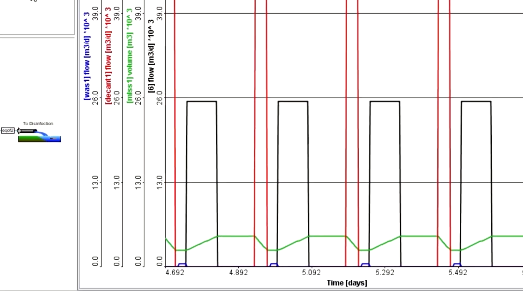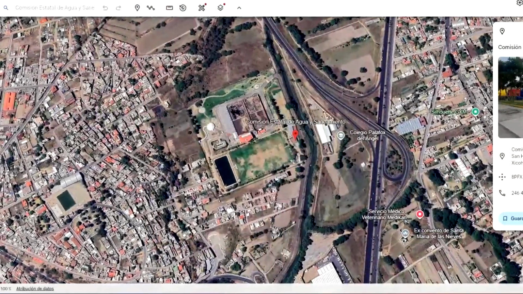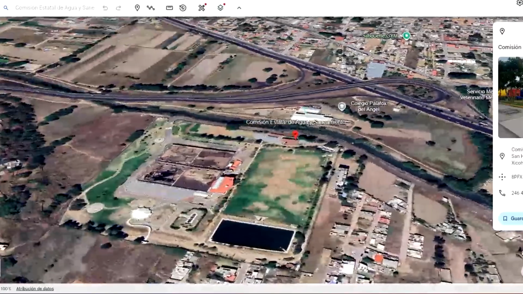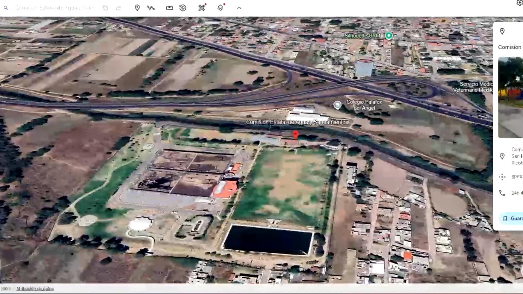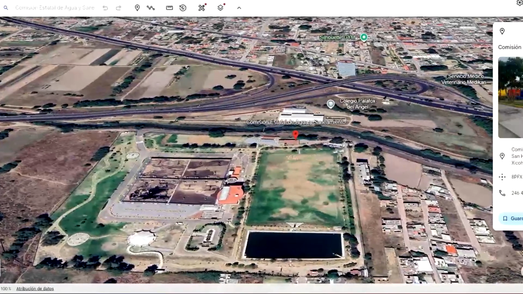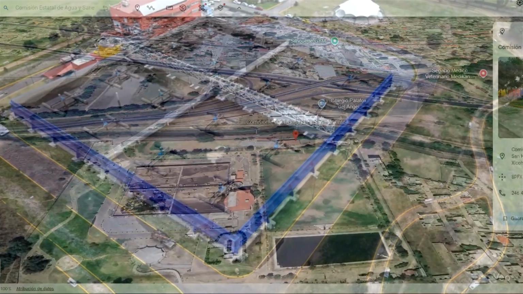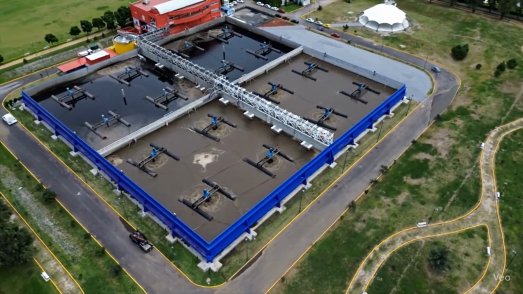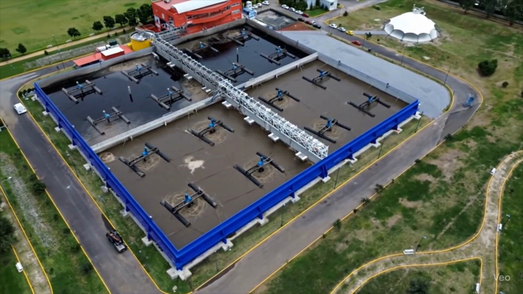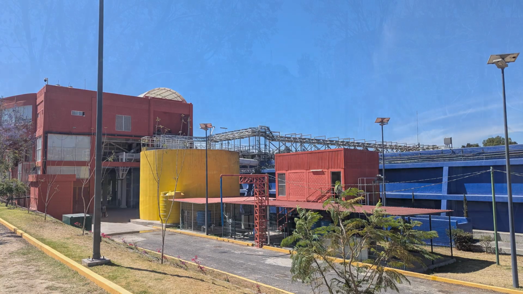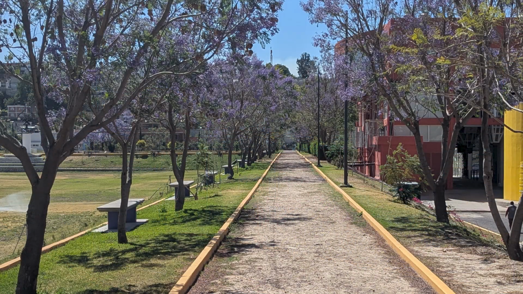A great example of its large-scale application is the Tlaxcala wastewater treatment plant, which has the capacity to treat up to 700 liters per second. This plant is not only a benchmark in Mexico for its size, but also for its focus on environmental education, with a park and an immersion center for visitors.